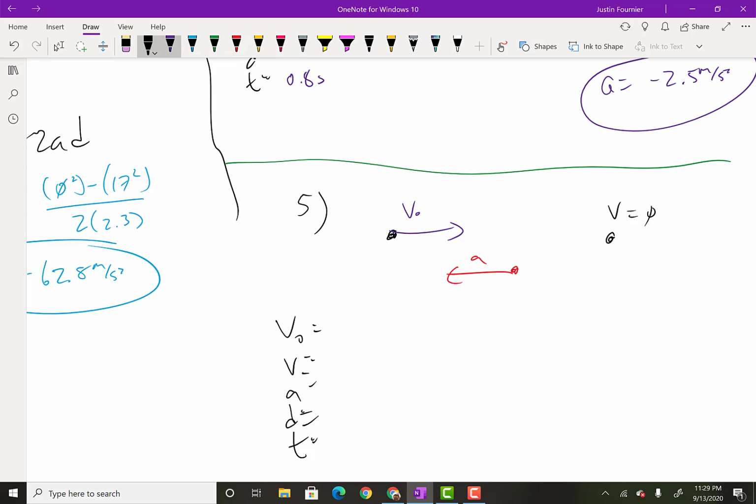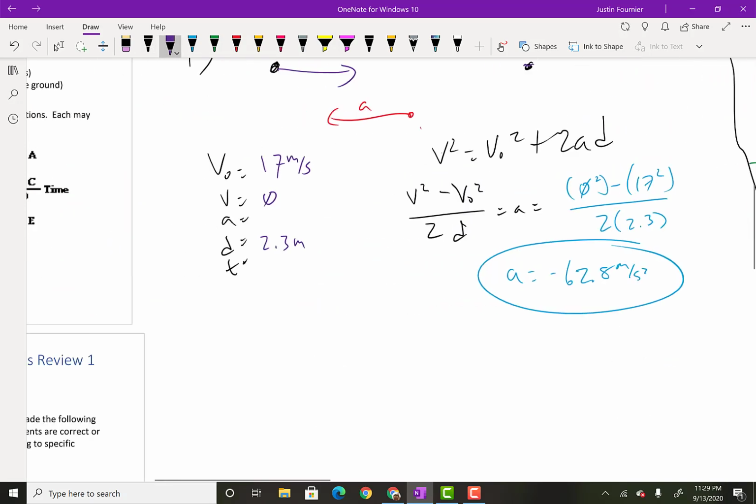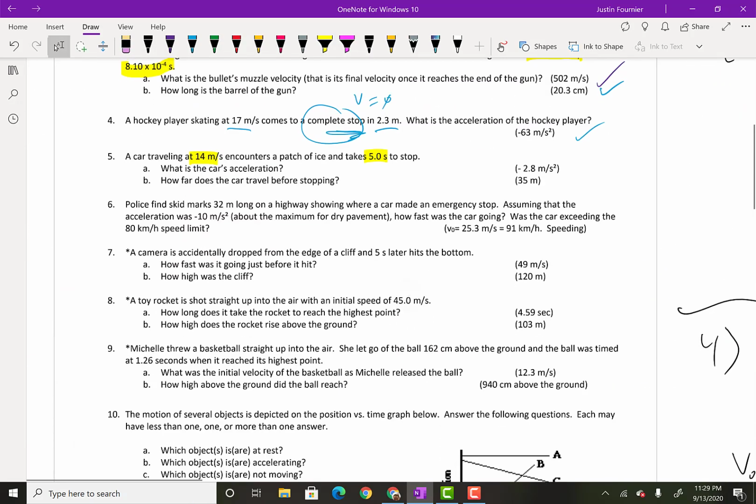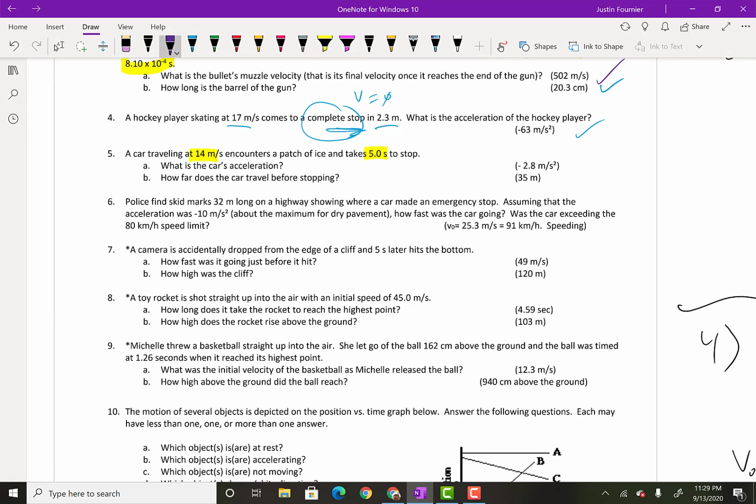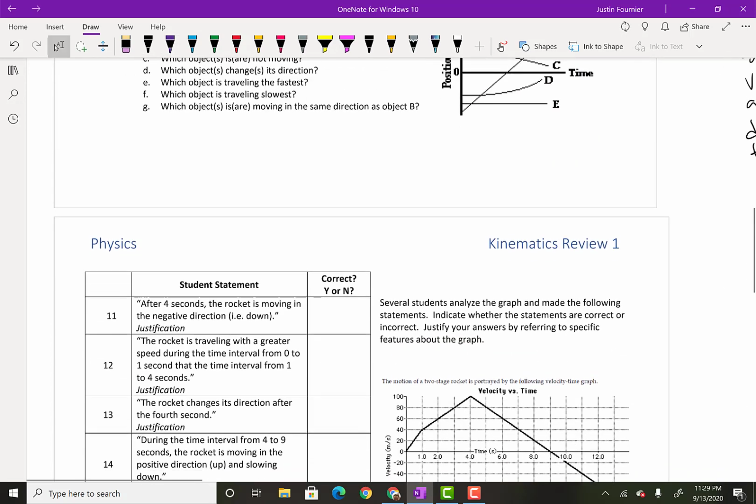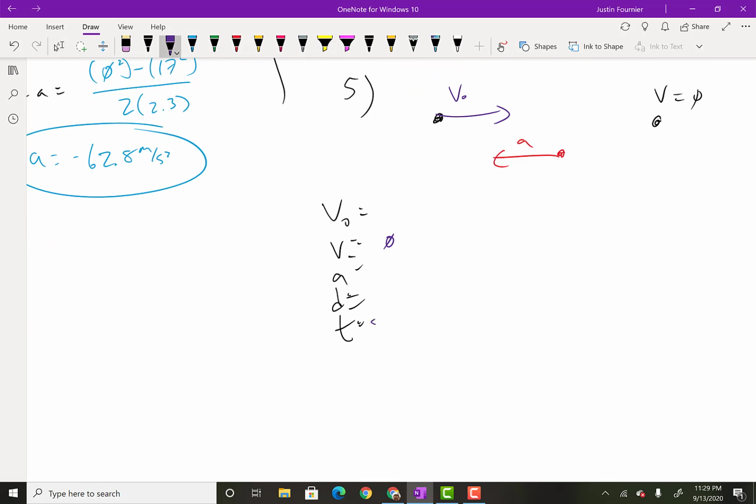Okay, we know the final velocity is going to be 0. What else do I know? It takes 5 seconds. 14 meters per second is how fast it's moving, and I'm looking for the acceleration.